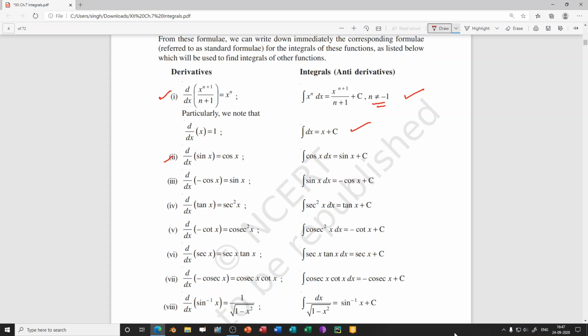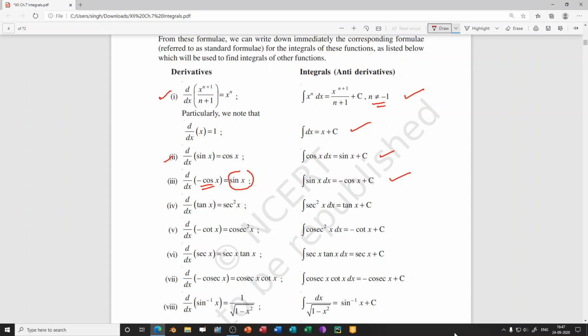If we differentiate sin x with respect to x, what we get is cos x. So therefore, we can say that the integration of cos x dx is equal to sin x plus c. Third one, the differentiation of minus cos x is equal to sin x. So if we integrate this sin x, what we will get is minus cos x plus c. So this is what we are getting here. Integration of sin x is equal to minus cos x plus c.